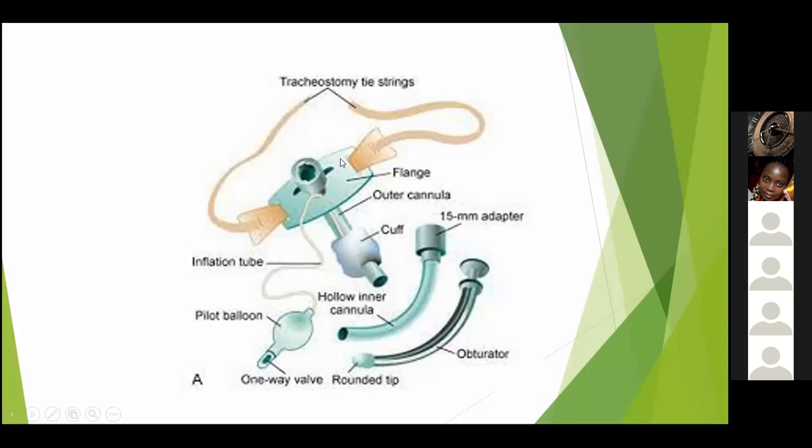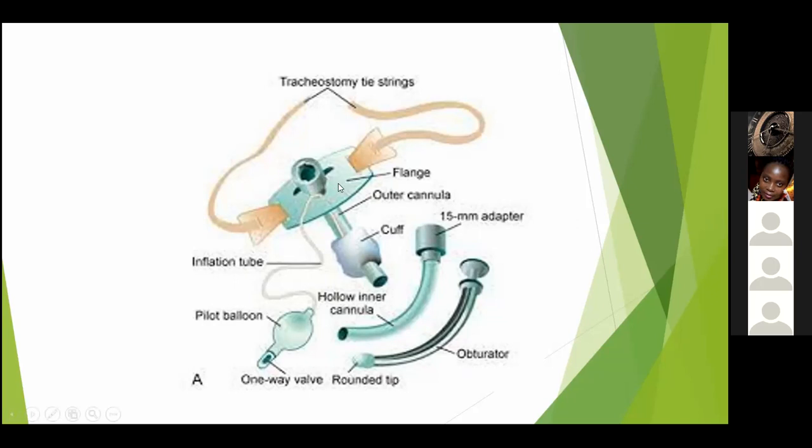So you also have what we call the tracheostomy strings. These basically help you to secure the tube itself when it has been placed into the trachea. You fix them to the skin and it helps to prevent the tube from coming out, for example, when someone coughs or when they're moving or turning.